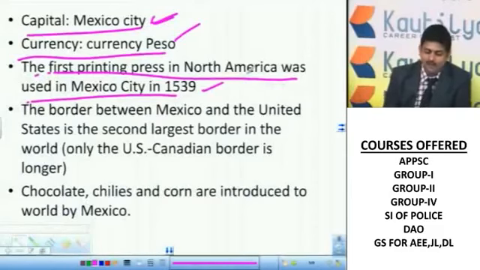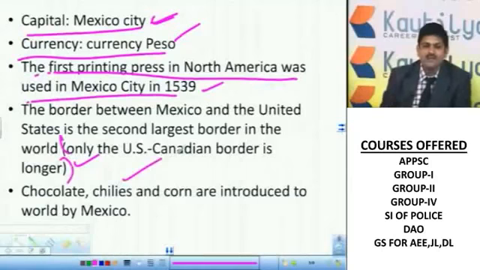Next, the border between Mexico and the United States is the second largest border in the world. Already I told you the first one is between US and Canada, and the second one is US and Mexico. That means in the top two, the US is involved.